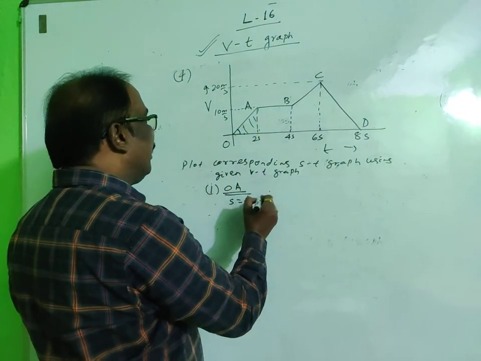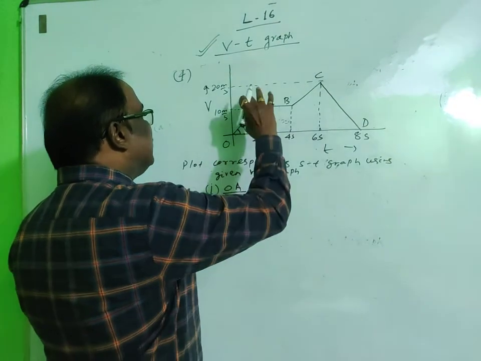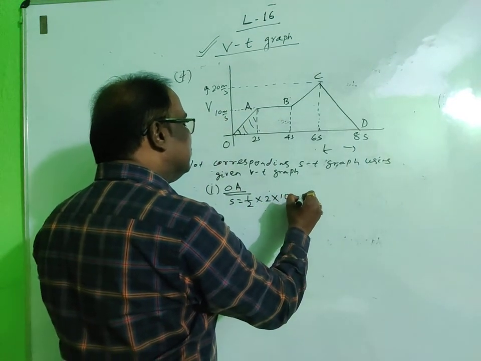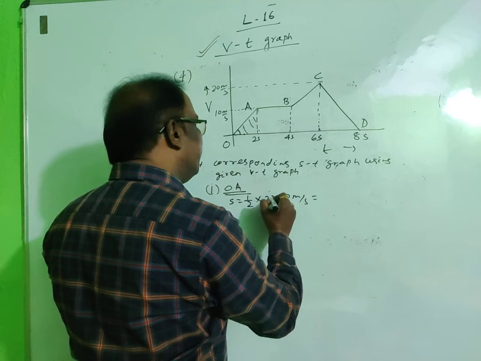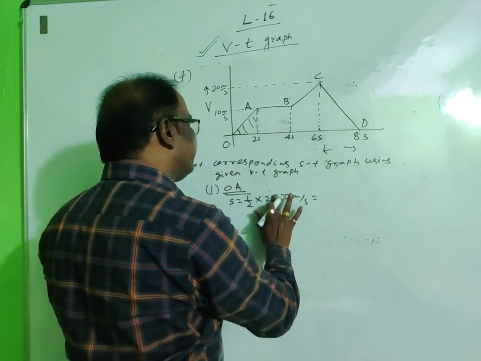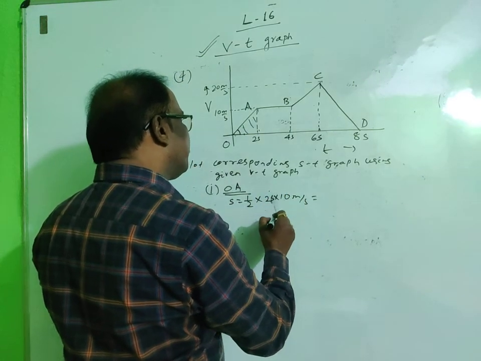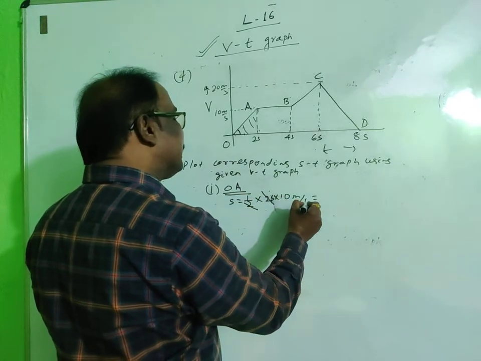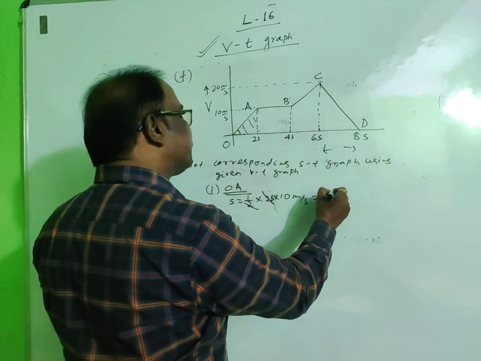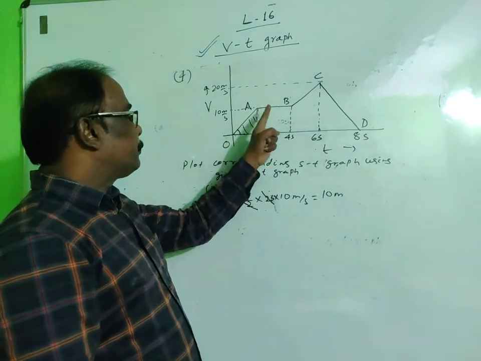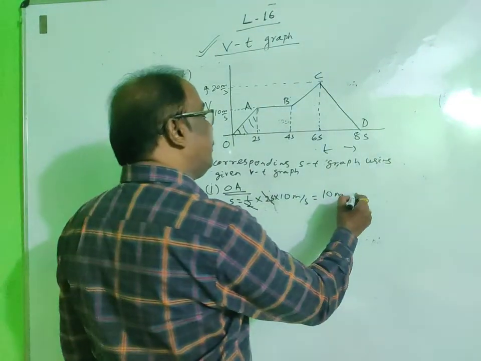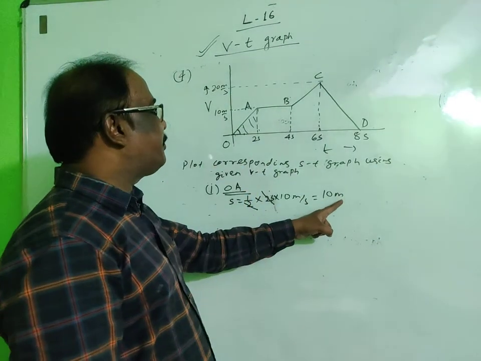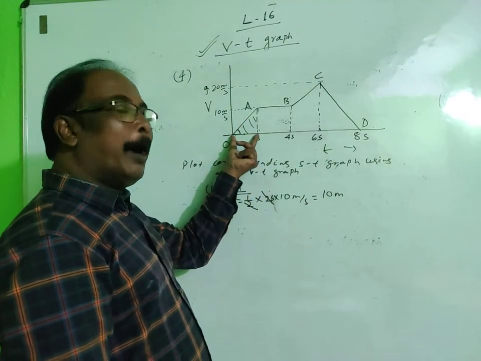So area of triangle is half, base is 2 seconds and height is 10 meter per second. Then distance is 2 seconds into 10 meter per second; the seconds get cancelled, so distance is 10 meter. So the distance travelled is 10 meter in the first 2 seconds.